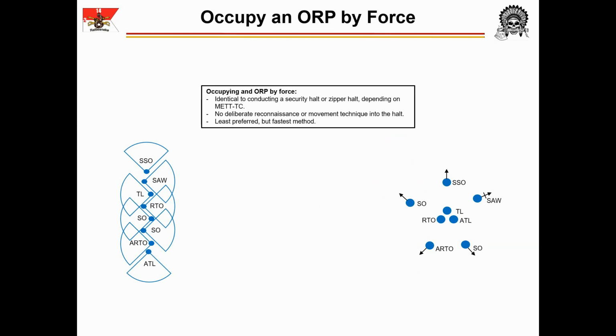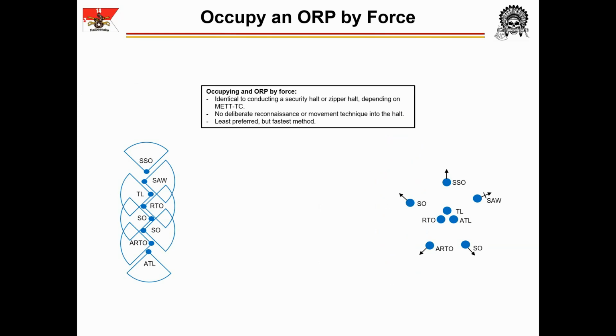Occupying an ORP by force is the fastest method of occupying an ORP and also the least preferred. When occupying an ORP by force, the team conducts no deliberate reconnaissance or counter-tracking movement into the ORP site. The team simply conducts a halt, either zipper or security halt, and then conducts other actions in the ORP as normal. It is a simpler way to occupy an ORP that trades security for speed and should only be used when absolutely necessary.